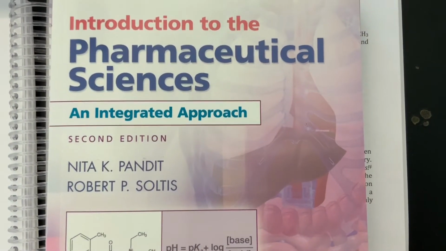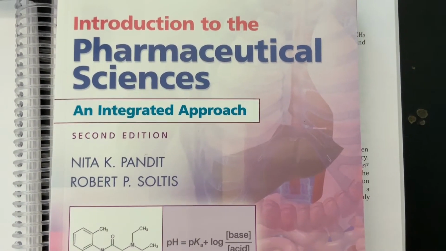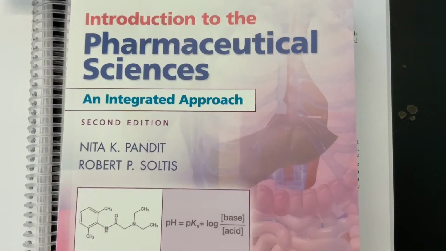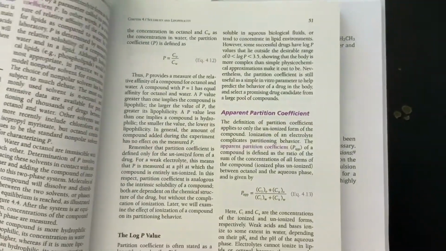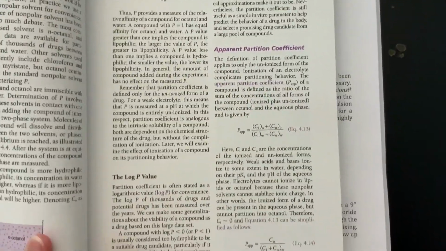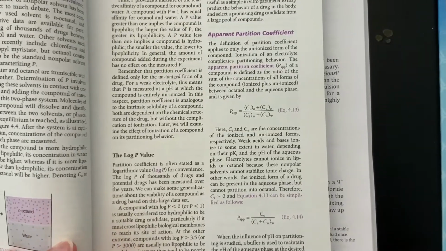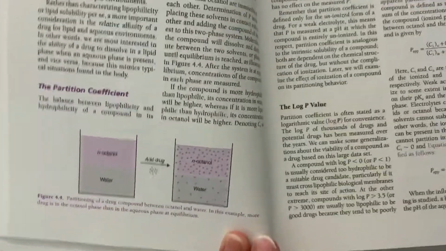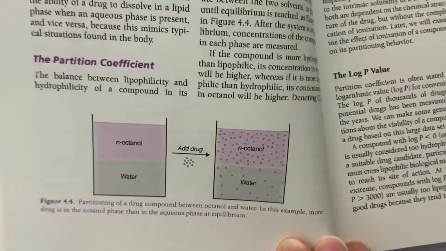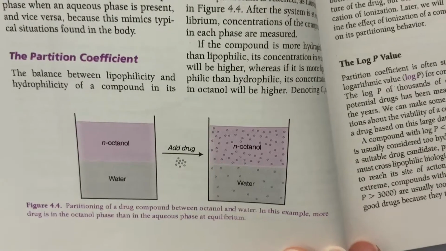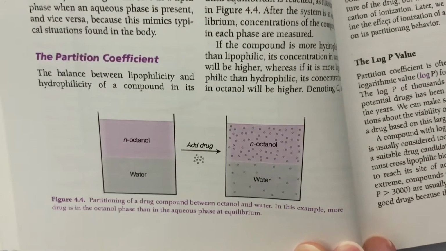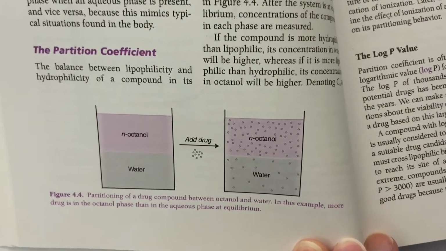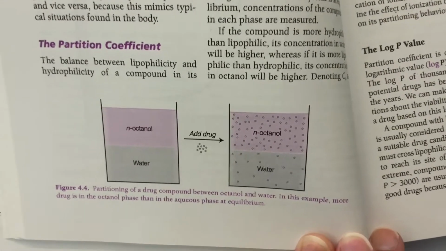Another book to check out, also electronically available through our library, is Introduction to the Pharmaceutical Sciences. And this also has a wonderful explanation of the partition coefficient and its usefulness in drug design and also drug delivery. And so what we really need to talk about is how one might predict the solubility of an organic compound either in a hydrophobic or hydrophilic environment.